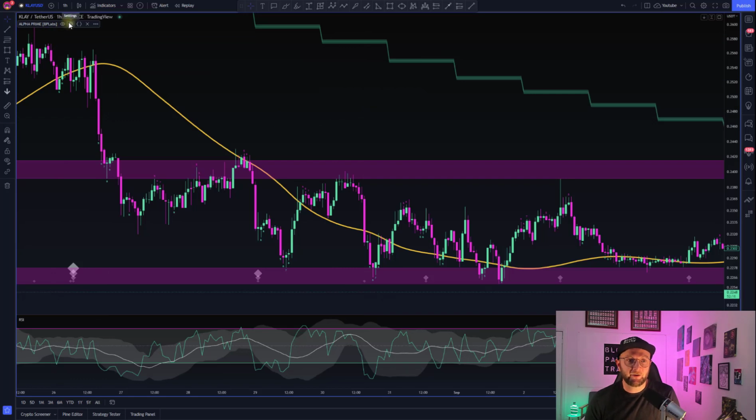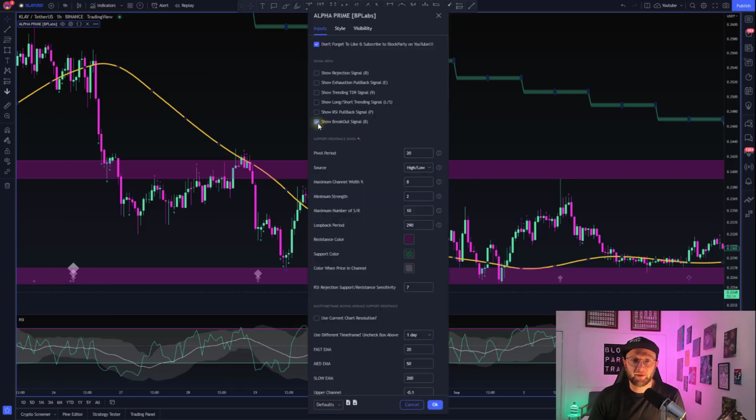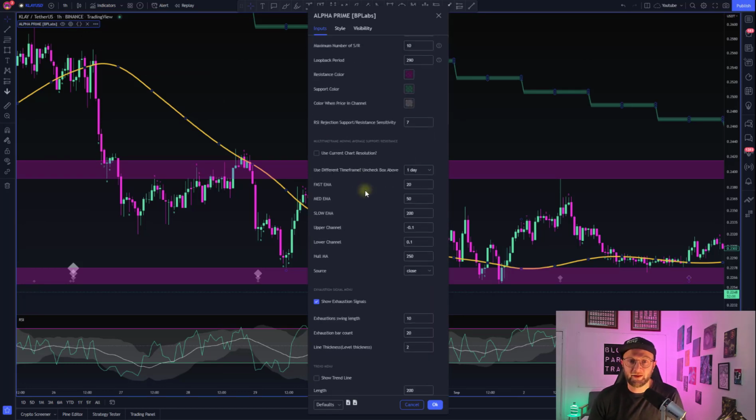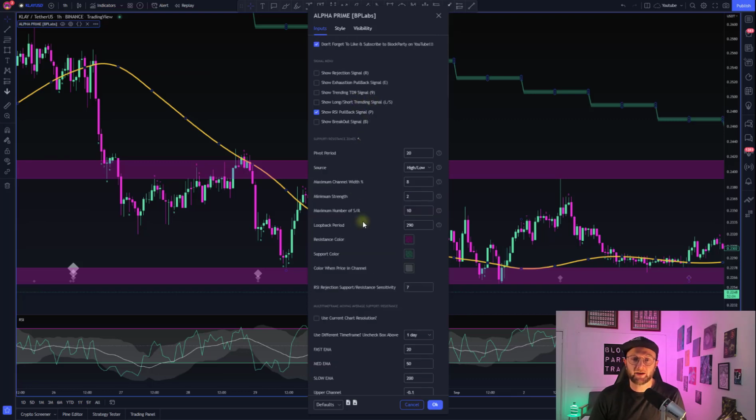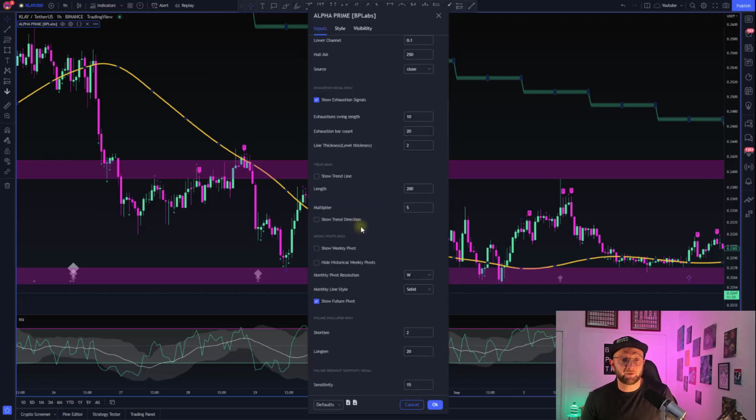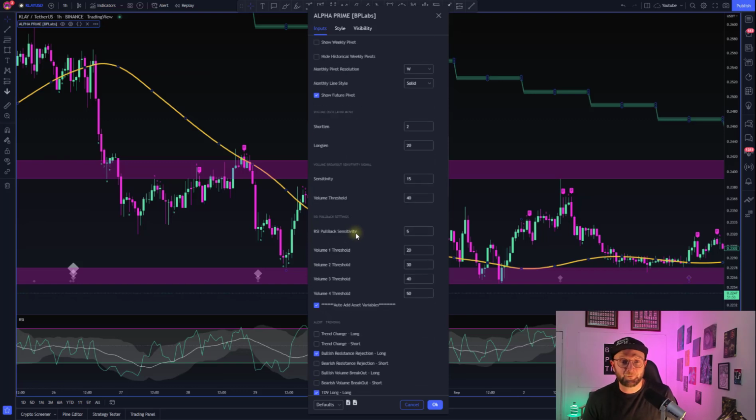Head on up to Alpha Prime and then make sure that the only thing that is switched on so you can identify them nice and easy is the RSI pullback signals. And then you'll see the little P letter appear. Now there can be quite a lot of signals, but you can control this quite easily. The default of the RSI pullback sensitivity is 5, and this is the only setting that you'll have access to for the RSI pullback. Now, it does have some trend logic in the background, so you don't have to worry about that. The only thing you have to worry about is what you set the RSI sensitivity to.